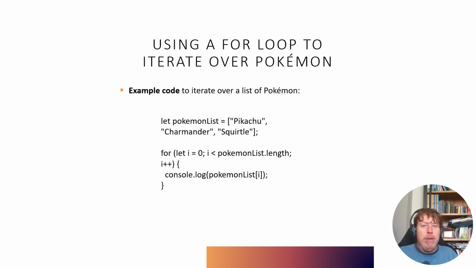Here's an example of a for loop that iterates over a list of Pokemon names. In this code, we have a list of Pokemon names stored in an array called pokemonList. The loop goes through each name in the list and prints it to the console. The loop runs as long as i is less than the length of the pokemonList array.